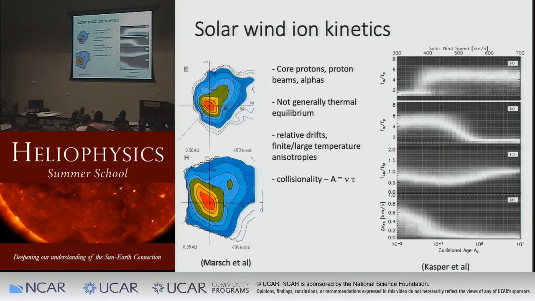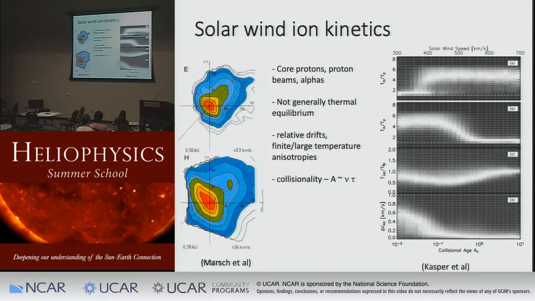So these are measurements on the left-hand side from the Helios spacecraft. What we're looking at, the top panel is a distribution function. The magnetic field is along that line right there, so that's the parallel velocity, and this is the perpendicular velocity across here. We're looking at a distribution function at 0.5 AU, so this is halfway to the sun. And in the bottom panel, we're looking at a distribution function at 0.39 AU, so this is closer to the sun. Same format, so you see the magnetic field in this direction.